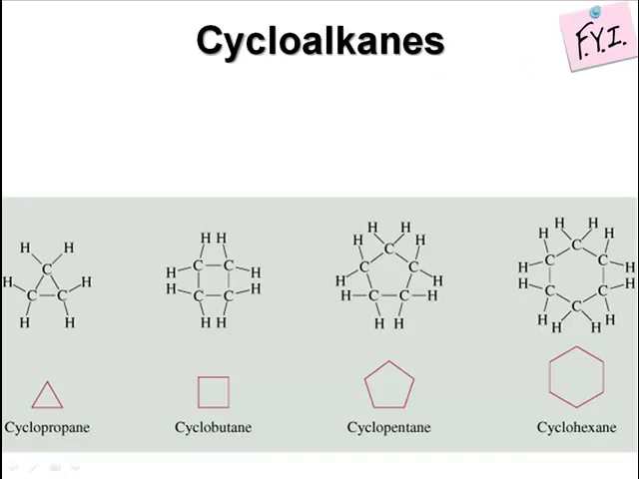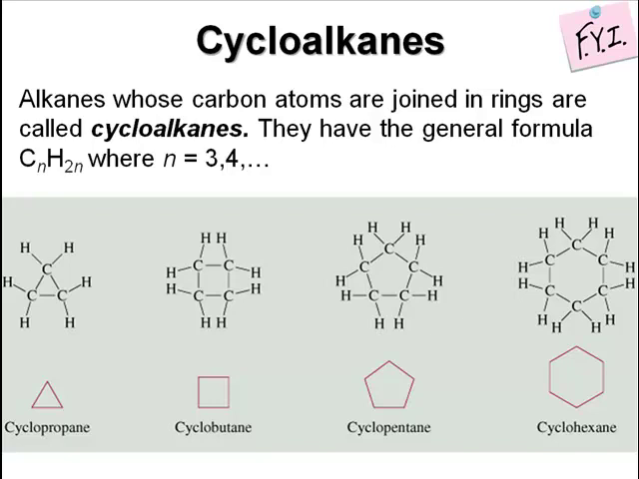Cycloalkanes are alkanes that are connected together in a ring. This first one is cyclopropane with 3 carbons in a ring. Then cyclobutane, cyclopentane, and this is called cyclohexane. They all have single bonds, and that's why they're called cycloalkanes, because they only have single bonds between the carbon and hydrogen. They have the general formula CnH2n, where n equals 3, 4, 5, 6, 7. You can't have a ring with less than 3 carbons.